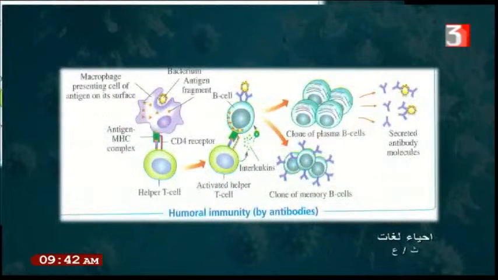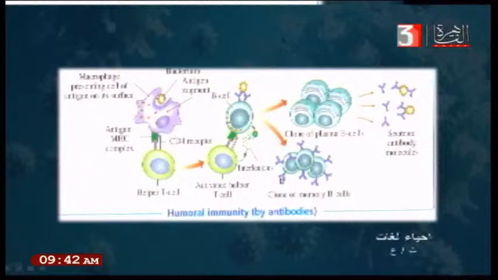This is what happens. You can see this is the bacteria, with antigen fragments. The macrophage presents the antigen on its surface. After that, a clone of memory B cells is formed, and a clone of plasma cells which secrete antibody molecules to overcome the infection by this disease.